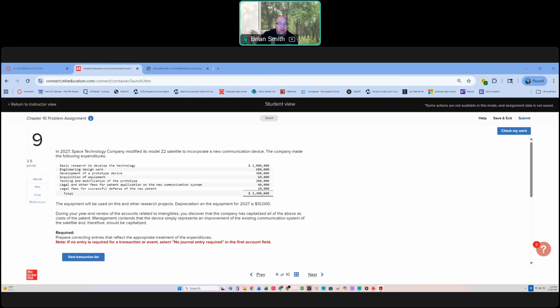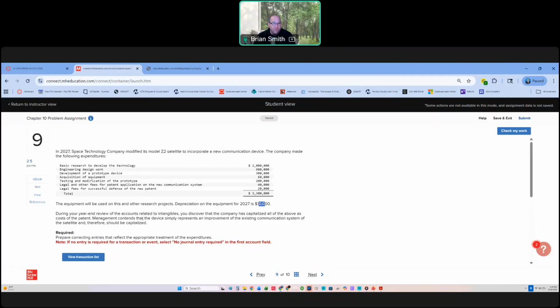Okay, we modified our Model Z2 satellite to incorporate a new communication device. Here are our following expenditures. Equipment will be used on this and other research projects. So that's our cue there. Other research projects. We're only going to be able to do the depreciation on that. And that was $10,000.